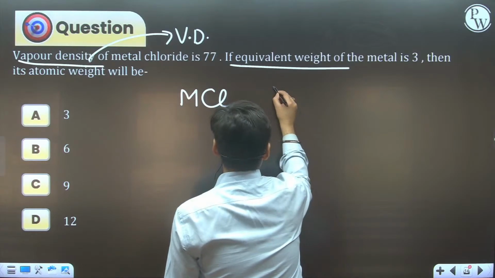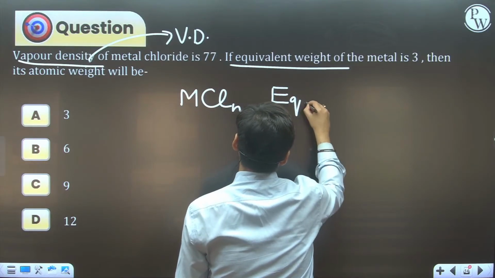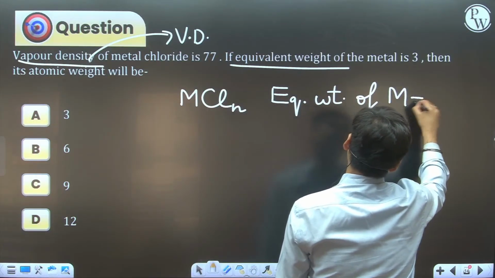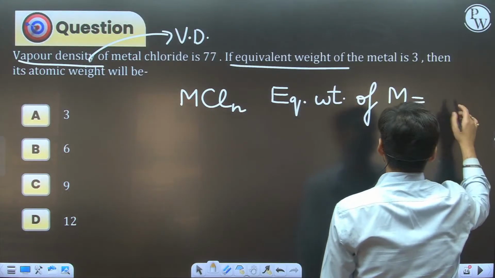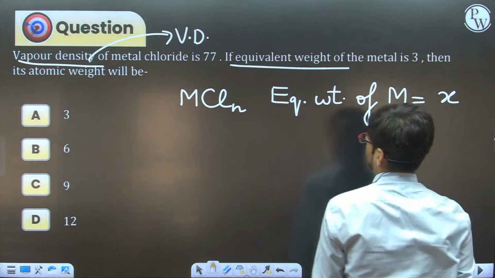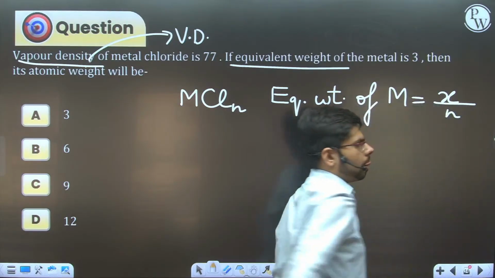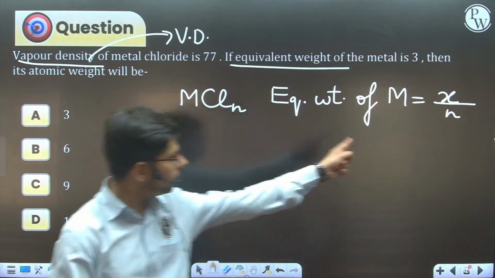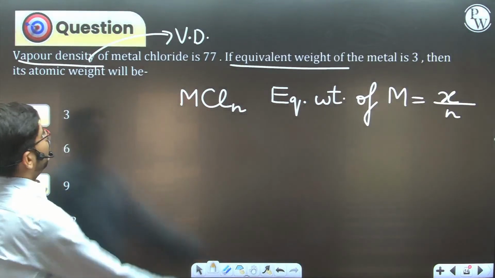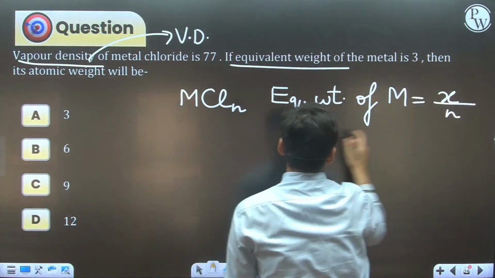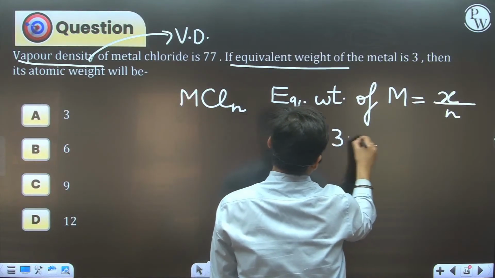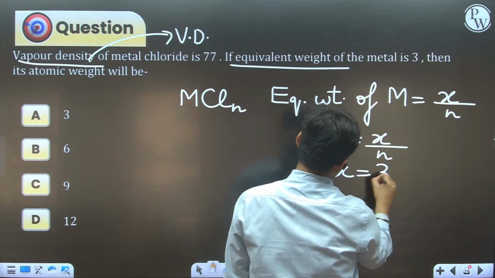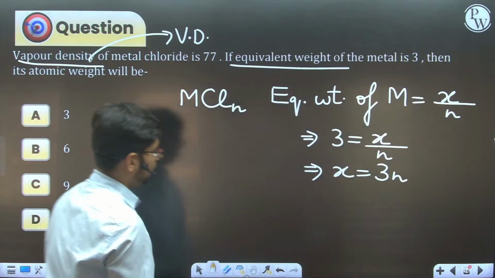Now see, equivalent weight of M will be equal to the atomic mass, let it be X, atomic mass upon N. Equivalent weight is what? Atomic mass upon the valency. N is the valency. Now, it's given as 3. So I can say, therefore, atomic weight of the element is 3N. X is the atomic weight of the element. That is the metal here.